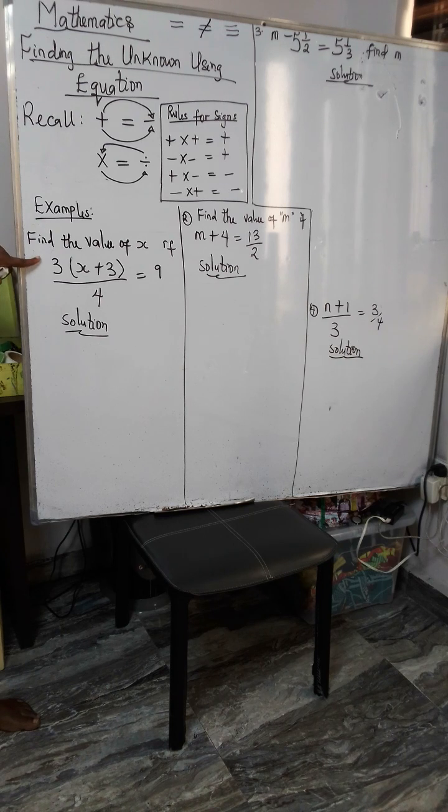Now, we are asked to find the value of x if 3 bracket open x plus 3 bracket close over 4 equals 9. What will be the value of x?